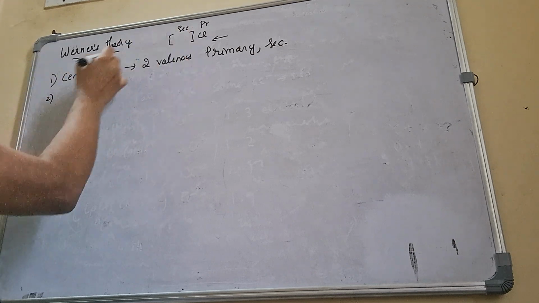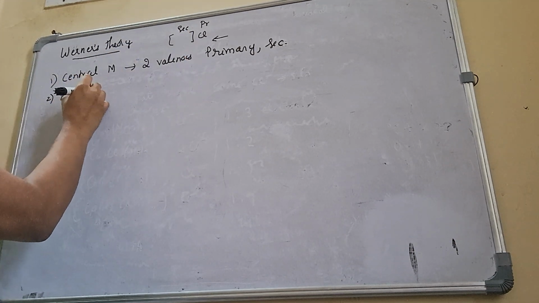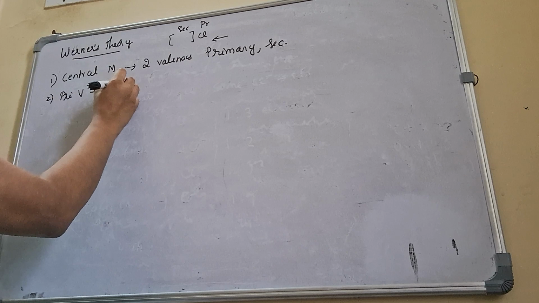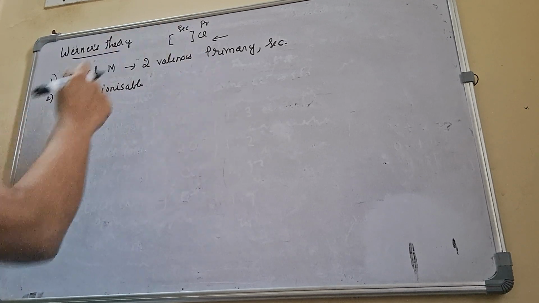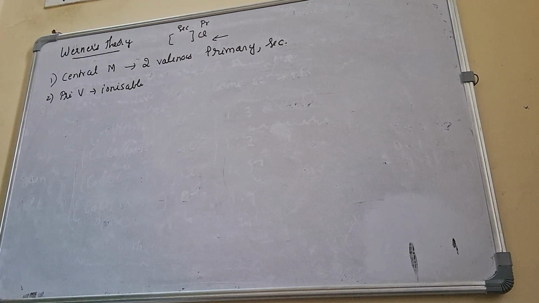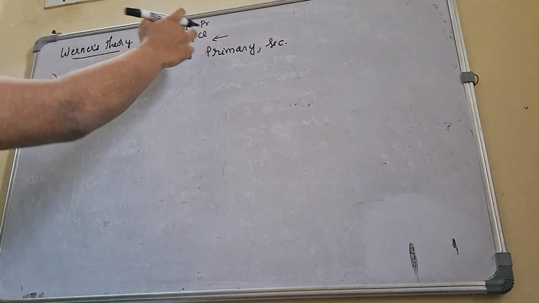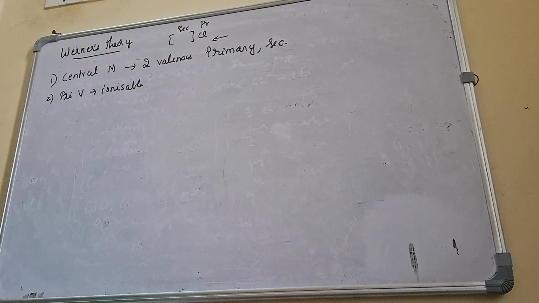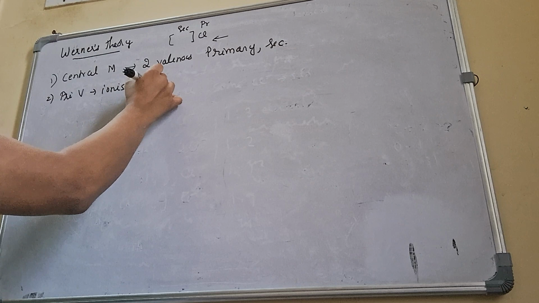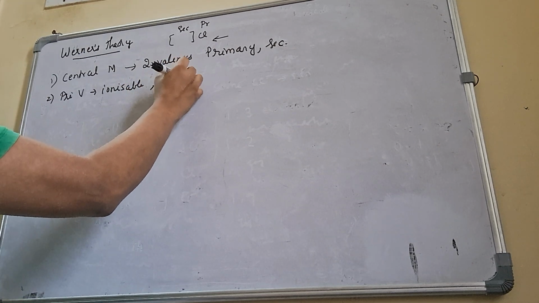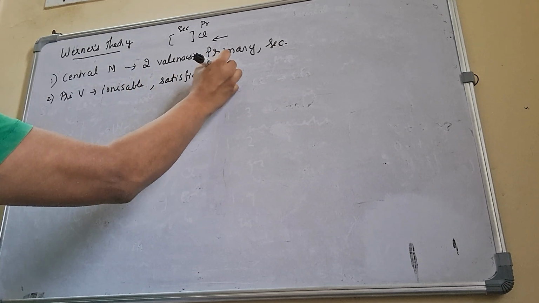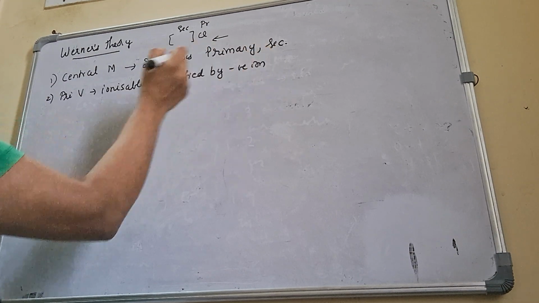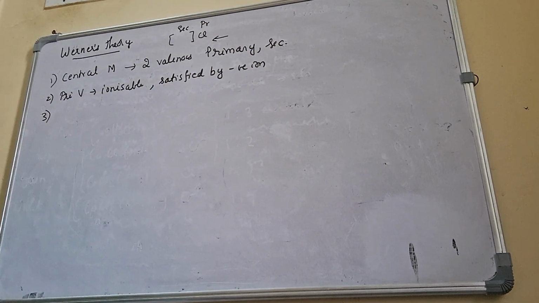Second, the primary valencies are ionizable. You know this, correct? Whatever is outside will pass all the tests for that particular ion. So they are ionizable completely, and they are satisfied by negative ions most of the time.